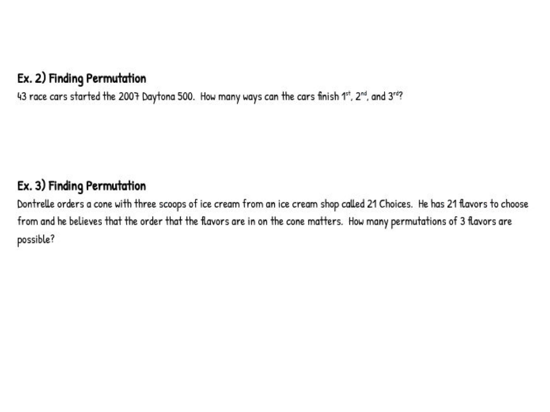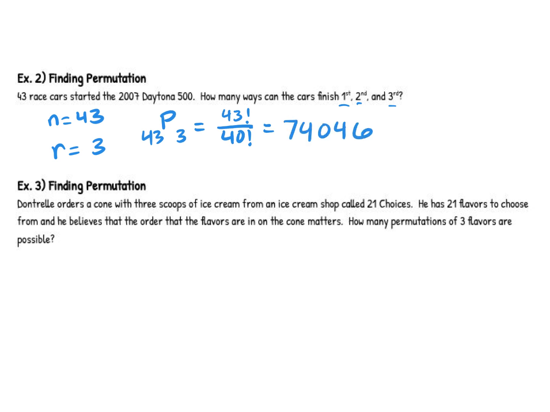43 race cars started the 2007 Daytona 500. How many ways can they finish first, second, and third? So these are places in a race, and the places matter. So we know this is a permutation. How many objects are there? There's 43 race cars. And how many are we taking? 3, because we're looking for first, second, and third. So it's 43 choose 3. And that would be 43 factorial over 40 factorial. If we plug that into our MathProb 2, it tells us 74,046.